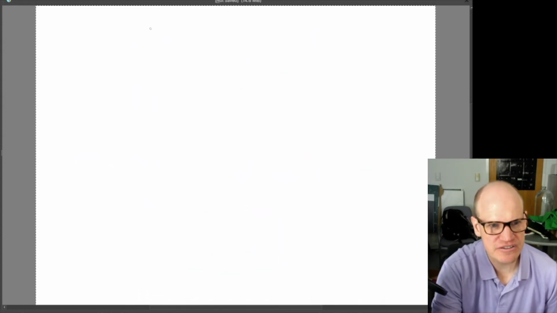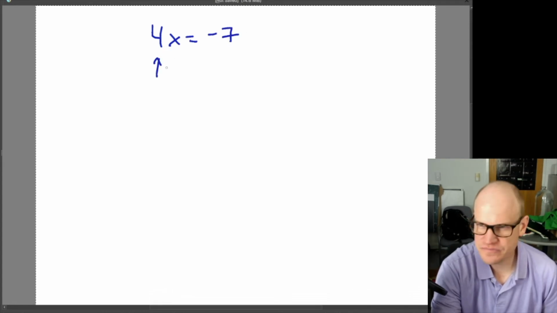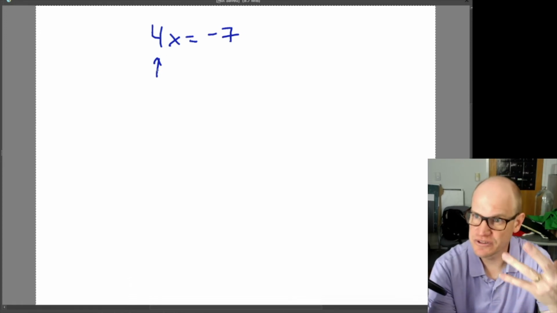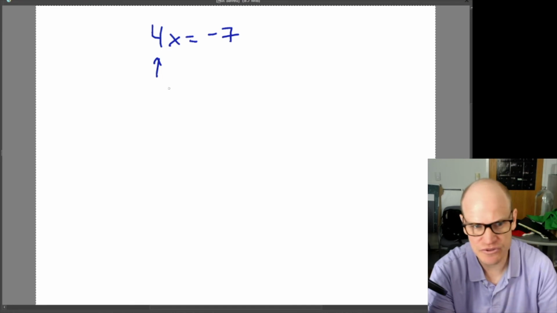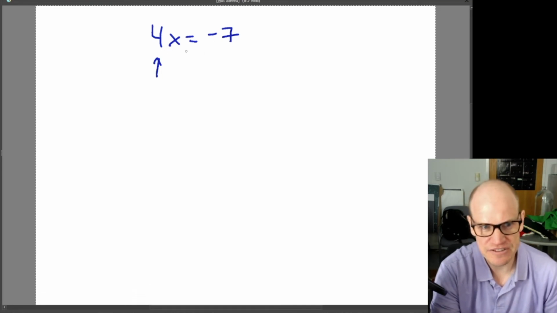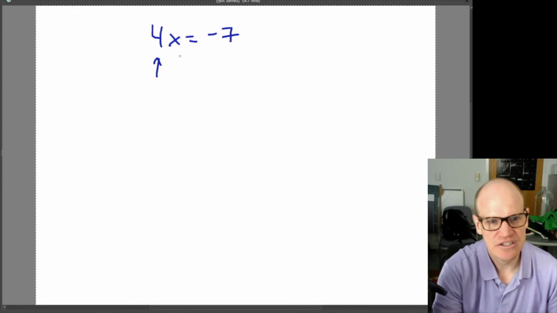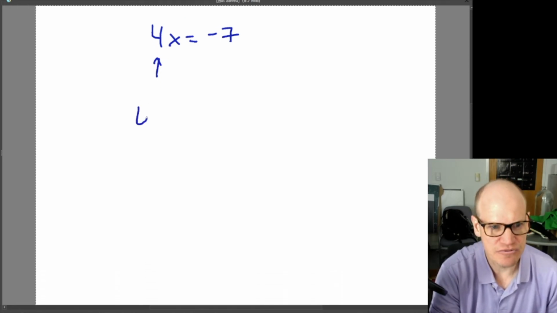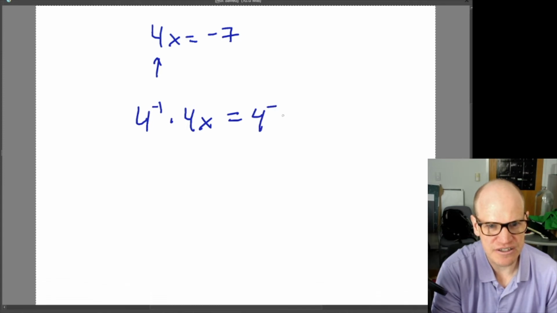So now I got 4x equals -7, and now I just need to get rid of this 4. So 4 is now being multiplied, and so now I need to use the multiplicative identity and multiplicative inverses to get rid of this 4 and move it somewhere else. So how do you get rid of this 4? Well, I need to multiply it by the inverse of 4. So that's going to be 4 inverse times 4x equals, and then it's going to be 4 inverse on this side times -7.